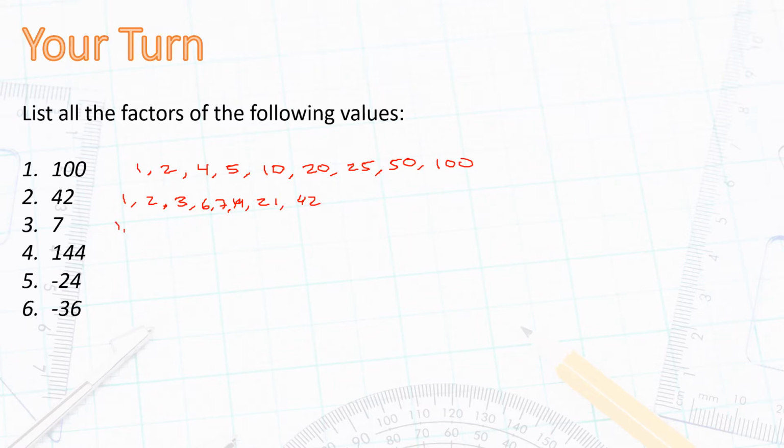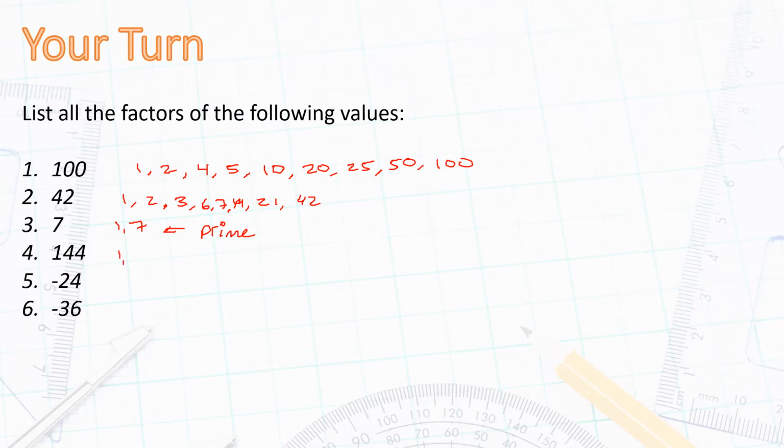For 7, there's just 1 and 7. This is a number that we would call a prime number. When a number's factors are only itself and 1, for positive numbers anyway. Notice I'm not listing the negative ones at the moment, but just know that for every factor we list, the negative version is also a factor. But for prime numbers, the only factors are itself and 1, so 7 is a prime number.